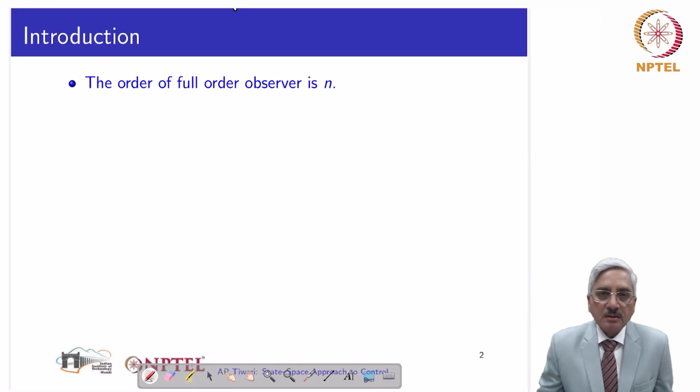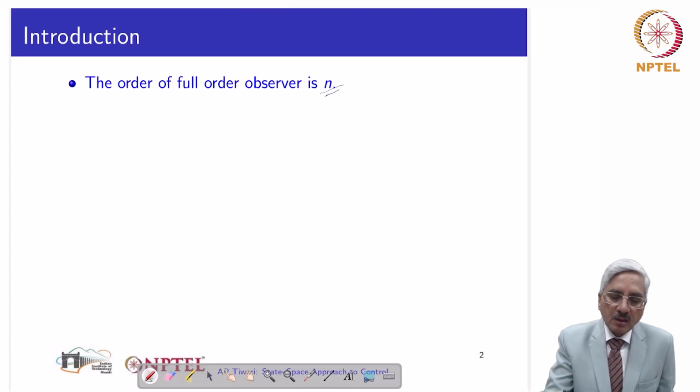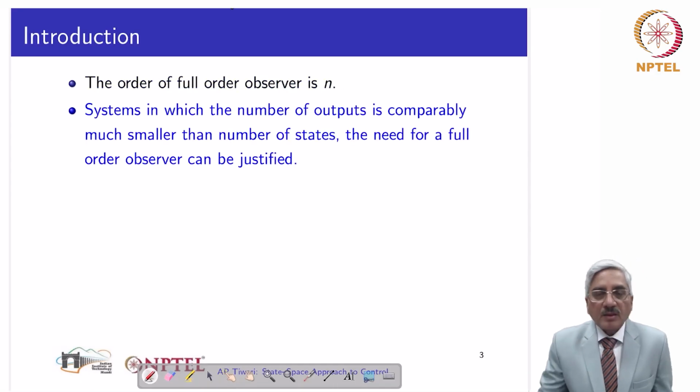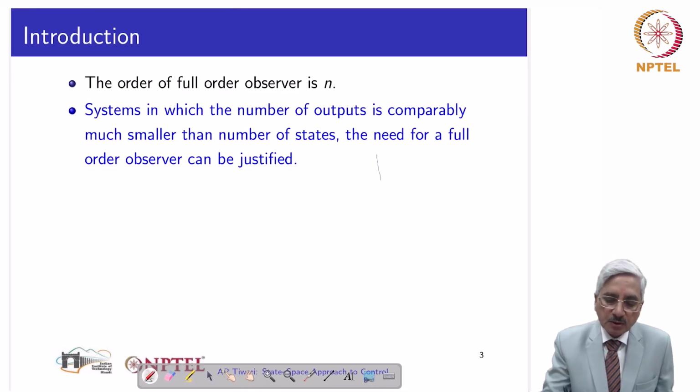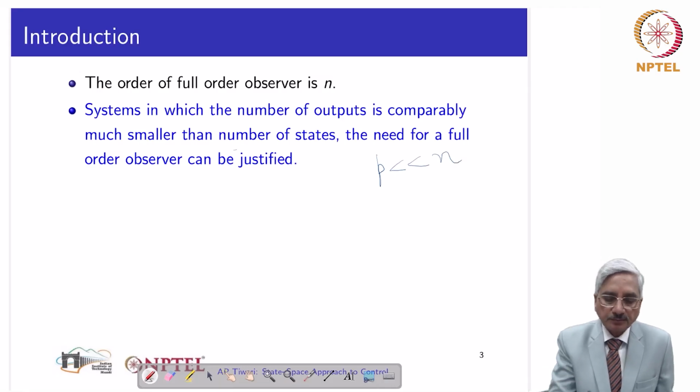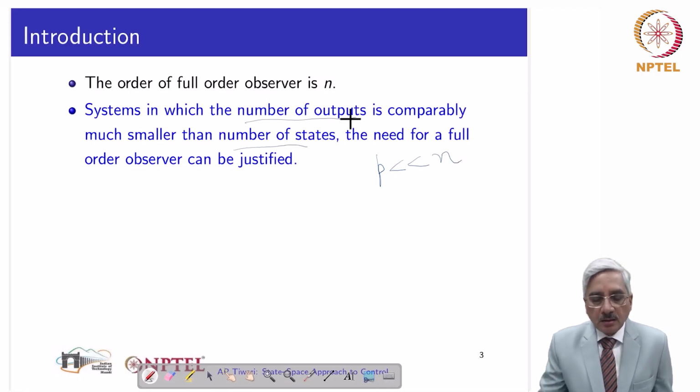While discussing the full order observer, we saw that a full order observer is of order n, which is the same as the system order. Now, in systems in which the number of outputs p is much less compared to the order of the system, the number of states, there the need of a full order observer is justified.